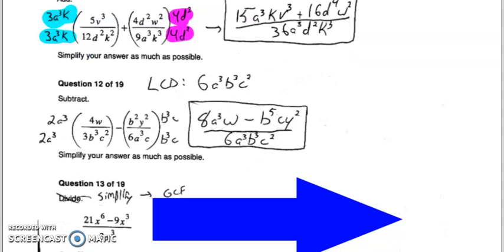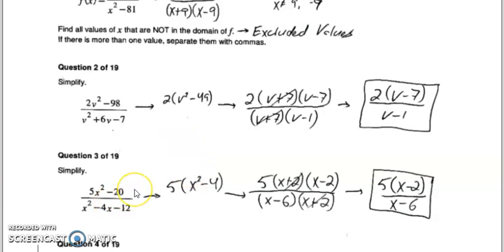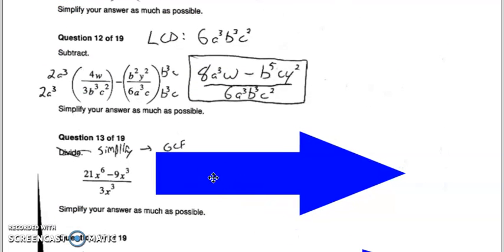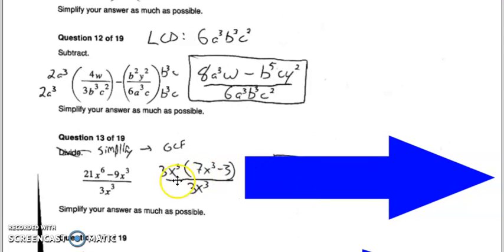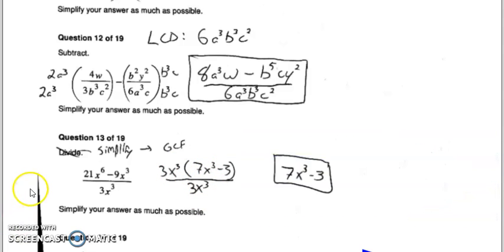Number 13 is a division problem, but it's written as a fraction. So I essentially interpreted this as just a simplifying problem, because that's really what a fraction is, right? It's just division. So when I did that, I figured out, okay, the top has a GCF of 3x to the third. And now I've got the 3's cancel, the x's cancel, right? All of them cancel, 3x to the third. So I'm only left with 7x cubed minus 3. So that one's not too scary.